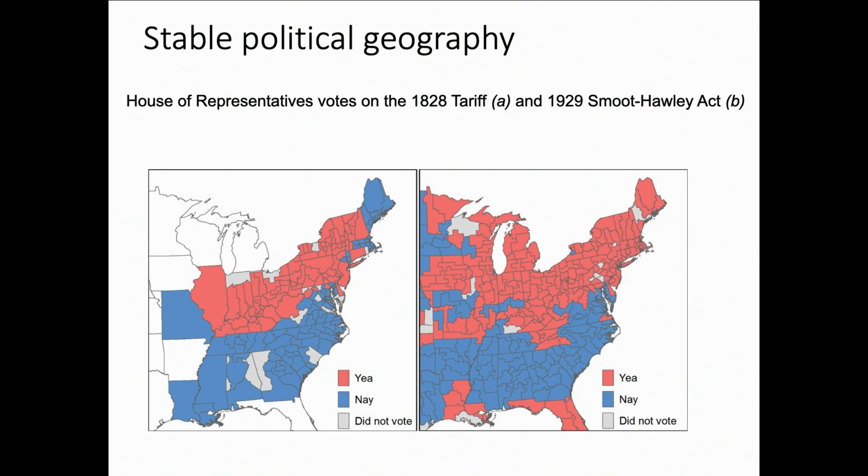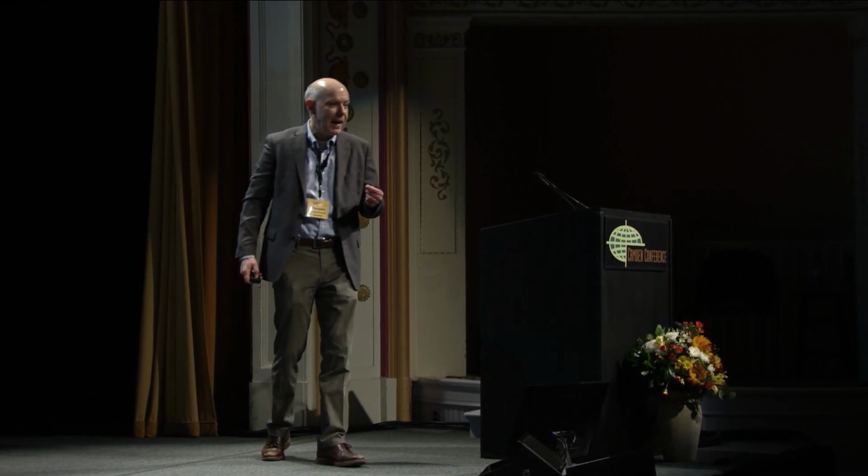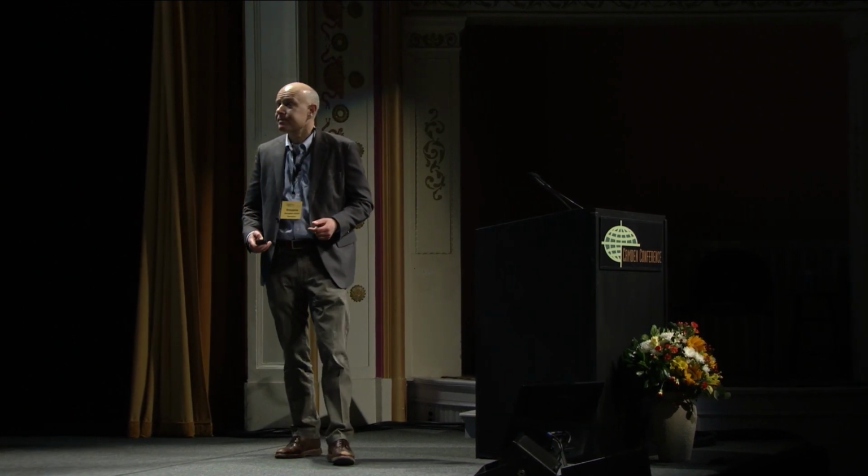In the North, that's where a lot of industry is. They want high tariffs. They're voting for the tariffs. In the South, they're producing cotton and export crops. They want free trade. A hundred years later, it's basically the same pattern, a correlation of 0.9 in terms of the voting, not much change. That's that continuity. And I'll come back to that again, the North-South divide in terms of trade policy.